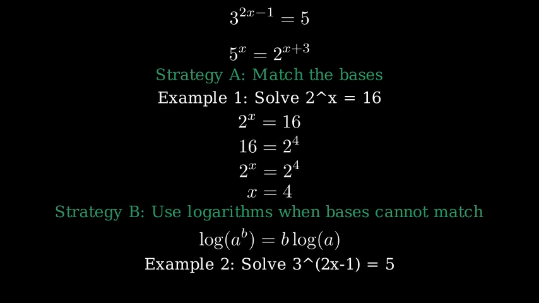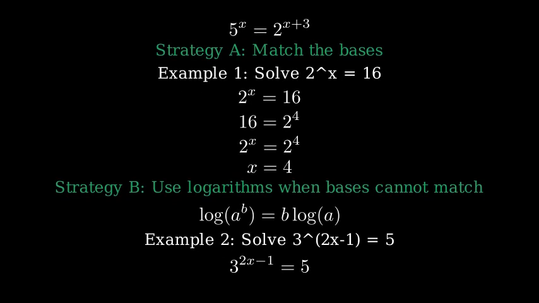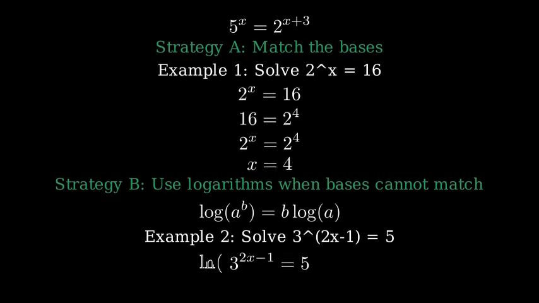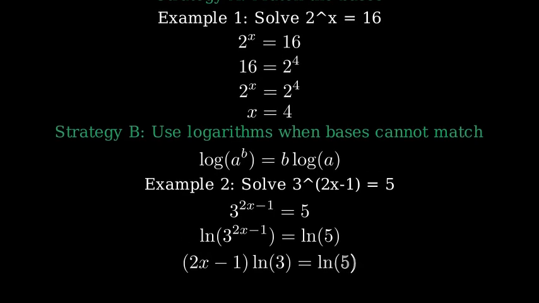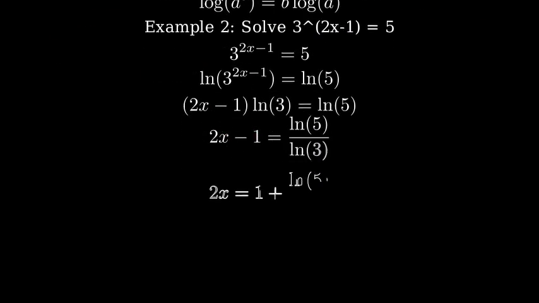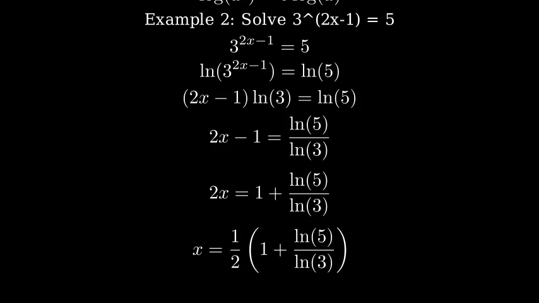3 to the power of 2x minus 1 equals 5. First, we take the natural logarithm of both sides. Now we can use the power rule to bring down the exponent. Log of 3 to the power of 2x minus 1 equals (2x minus 1) times log of 3. This gives us (2x minus 1) times log of 3 equals log of 5. Solving for x, we get 2x equals 1 plus log of 5 divided by log of 3. And finally, x equals 1/2 times (1 plus log of 5 divided by log of 3).